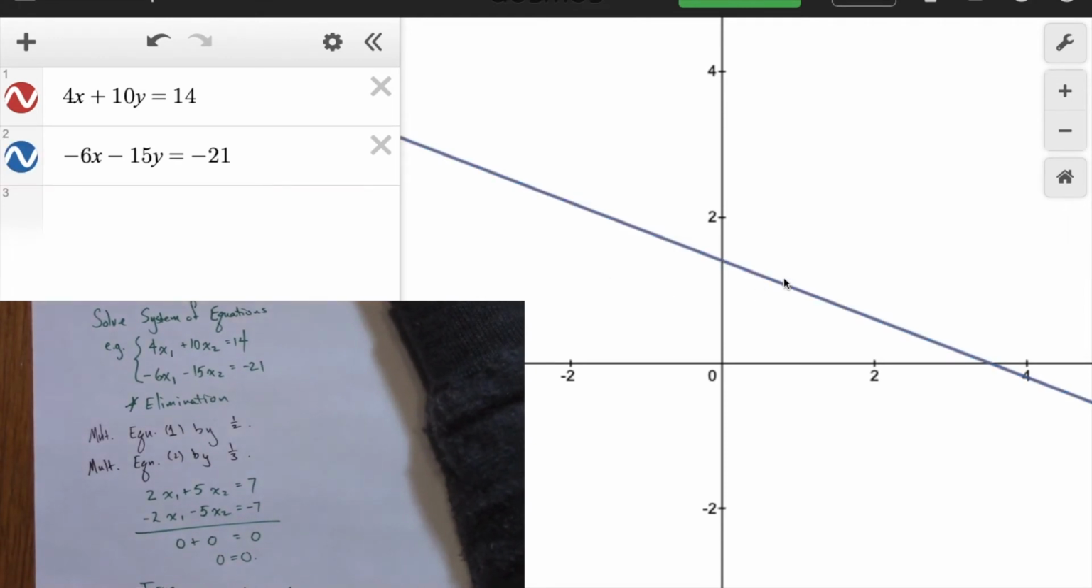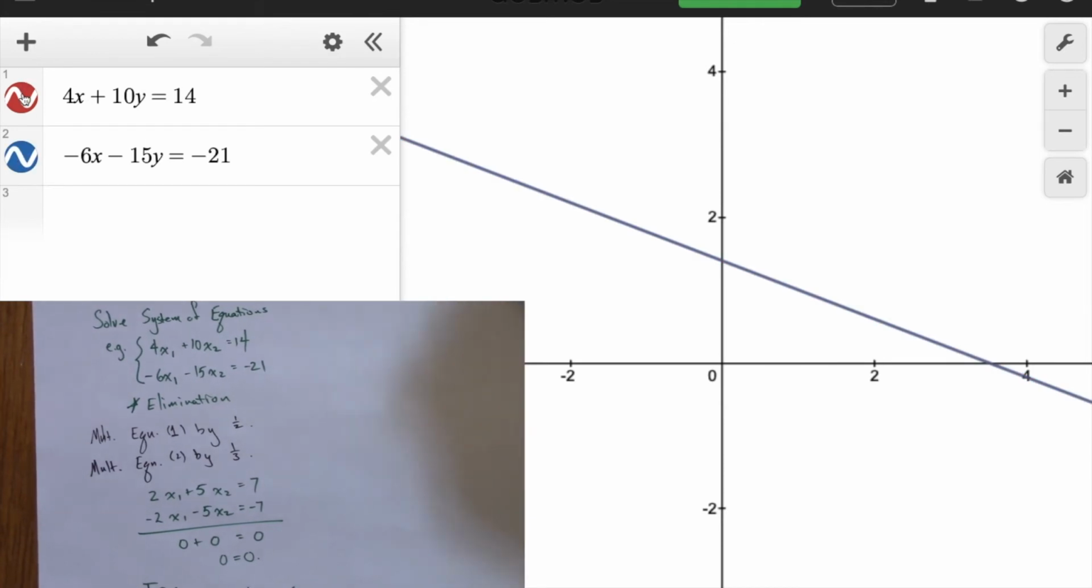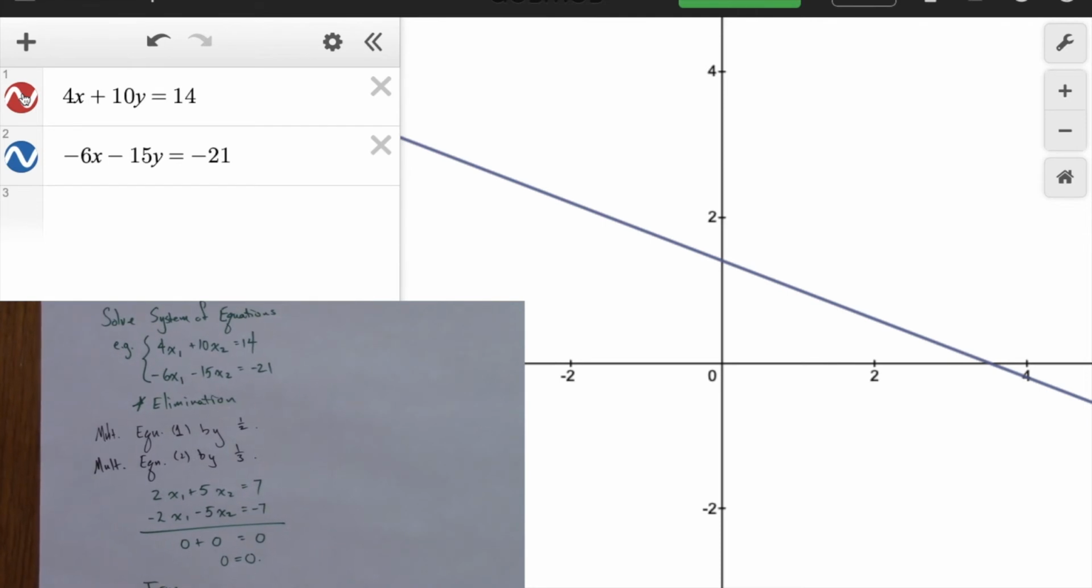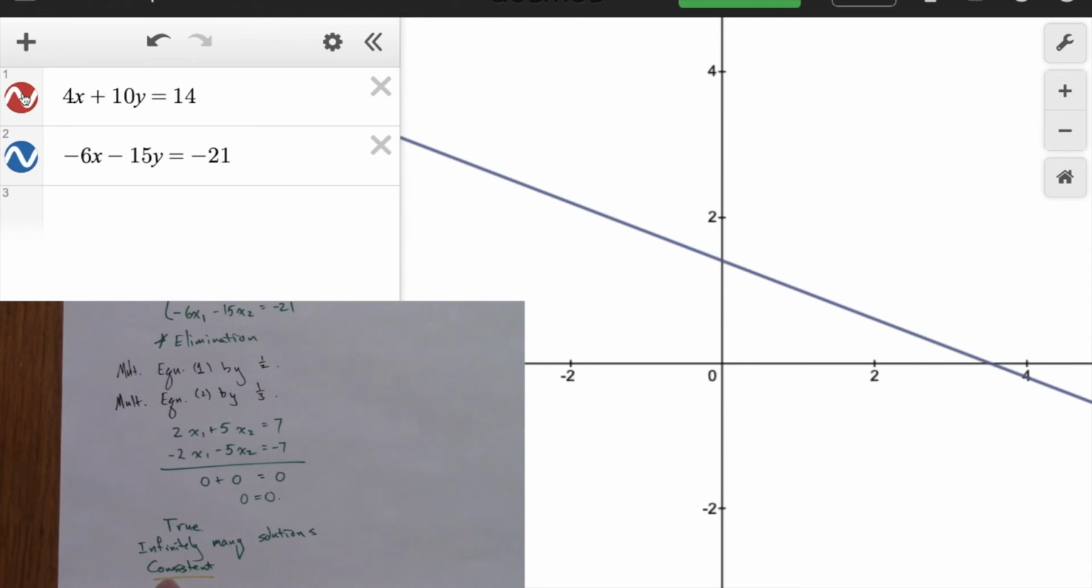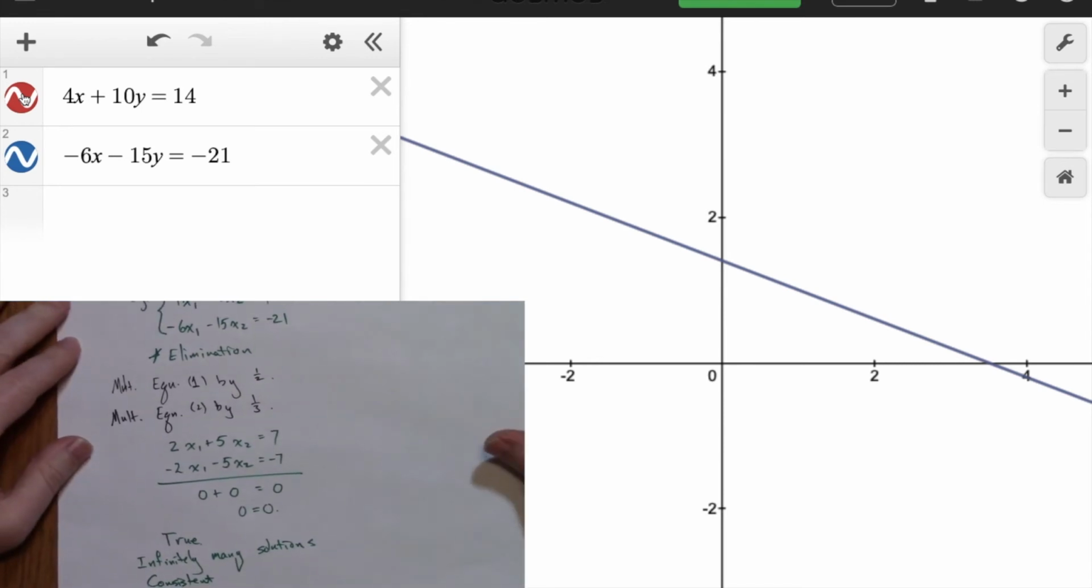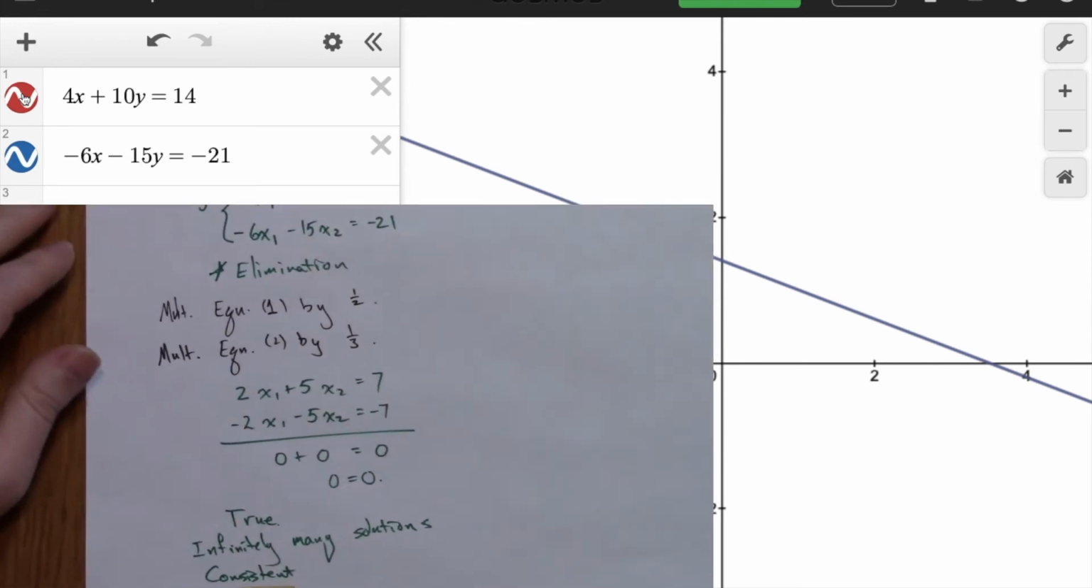You can barely tell, but if I turn off the blue line, the second equation, you can see that the red equation was just behind it. And so when there's infinitely many solutions, that's when we have a consistent system of equations. It corresponds to having two lines that are overlapping right on top of each other.